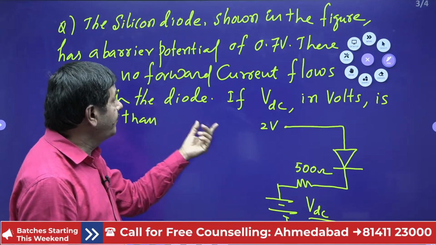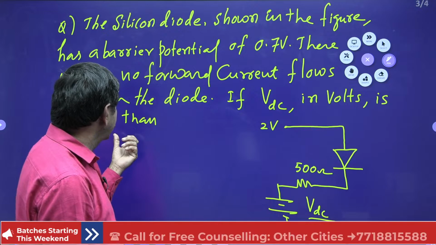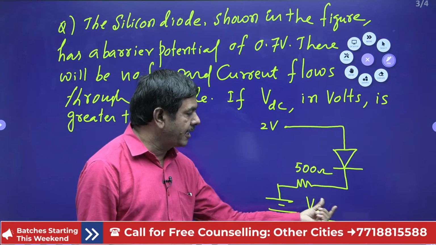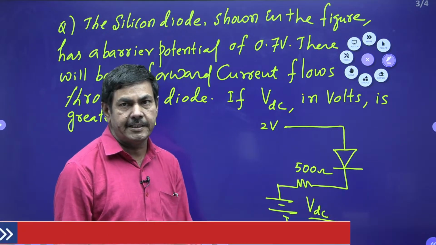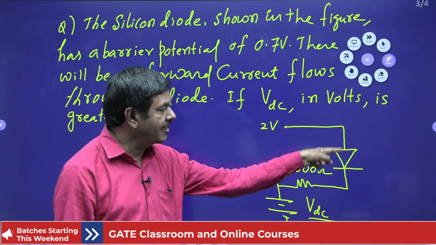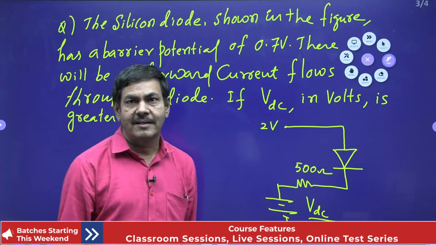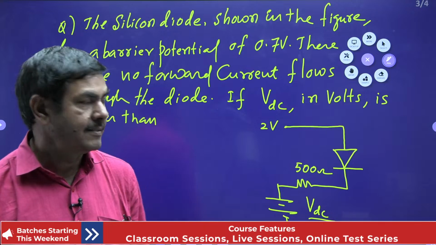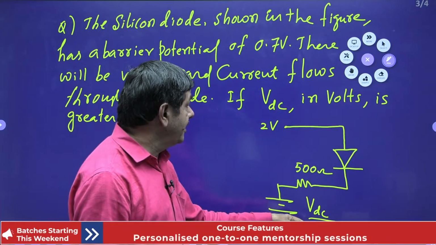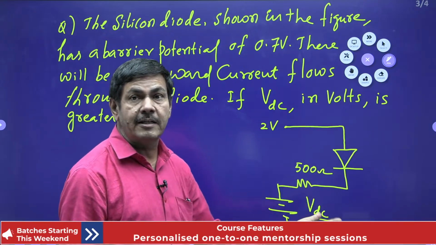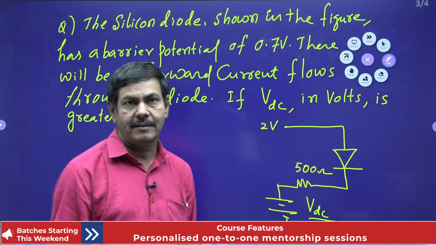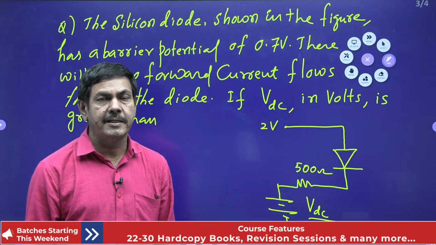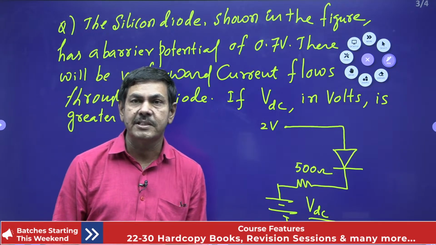It says, through the diode, if VDC in volts is greater than, that means if the VDC is greater than what value, we need to maintain to make the current through the diode 0 only. Current through the diode must be 0. VDC is greater than what value required? Greater than what value, if you maintain, can you make the current through the diode 0?